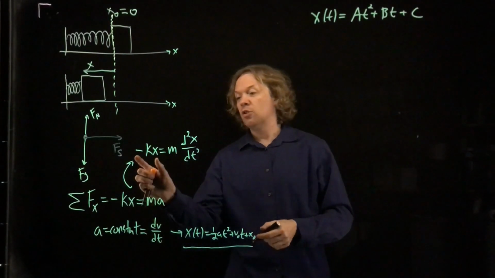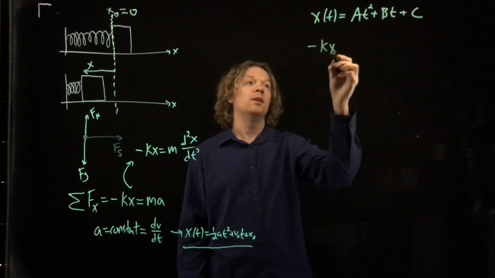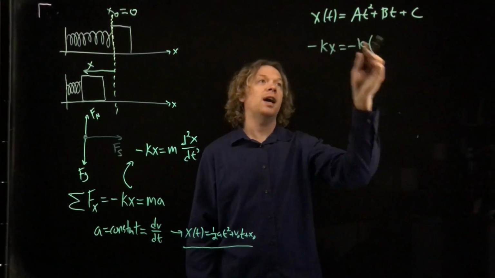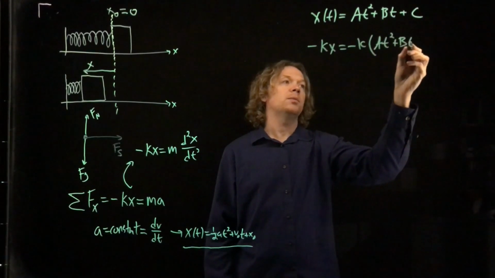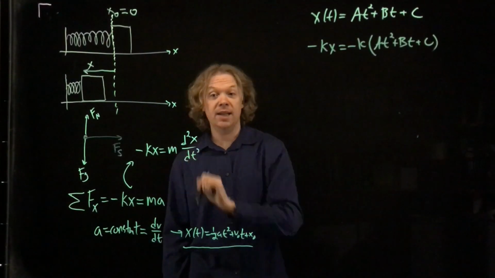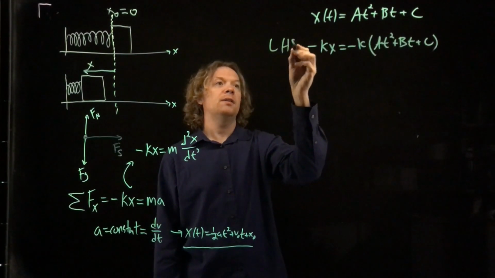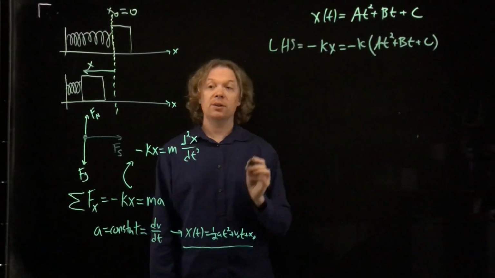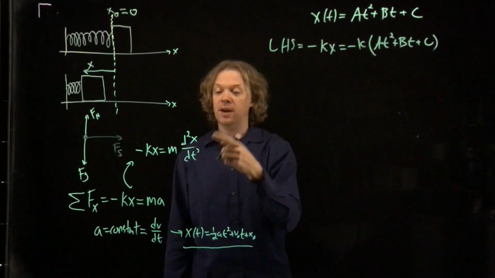The first thing I'm going to do is write the left-hand side, because the left-hand side is going to be easy. Minus kx is minus k times this whole function, at squared plus bt plus c. Cool. Now I have to get the right-hand side of this equation. So this is the left-hand side. Now I want the right-hand side.